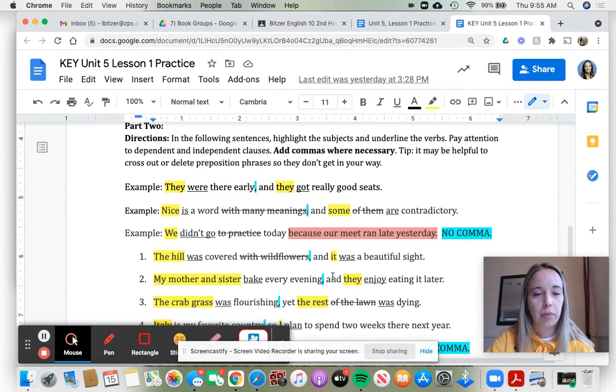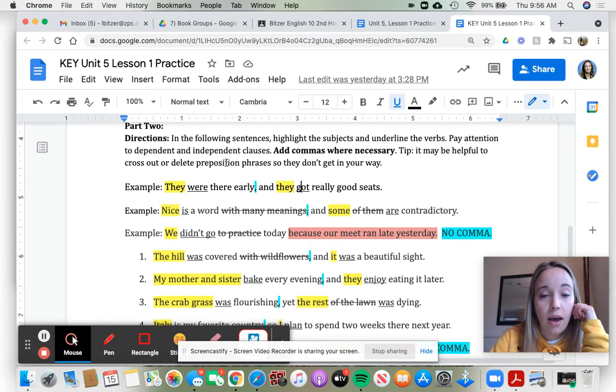Now the next part, what you're being asked to do is identify subjects and verbs. I want you to get in the habit of that, and then also looking for punctuation depending on what kind of clause it is. So if we look at the first one, they were there early. We have a subject, they. We have the verb, were. That's our linking verb. We look at the other side. They, subject, got, verb, really good seats. Both sides are independent. Both sides can stand on their own. Neither of them are dependent clauses. They need a comma and a fanboy to be brought together.